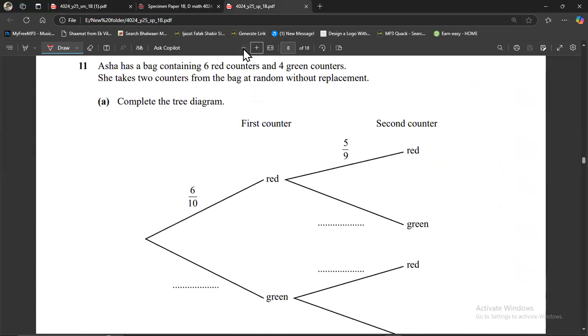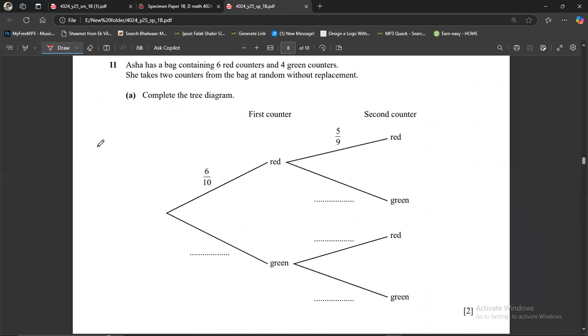Question number 11 is showing up on your screen. Asha has a bag containing 6 red counters and 4 green counters. So in total there are 10 counters: 6 are red, 4 are green. She takes 2 counters from the bag at random without replacement. When you go without replacement, when you are taking the second counter, the total number changes, and if that same color has already been taken out, its number changes too.